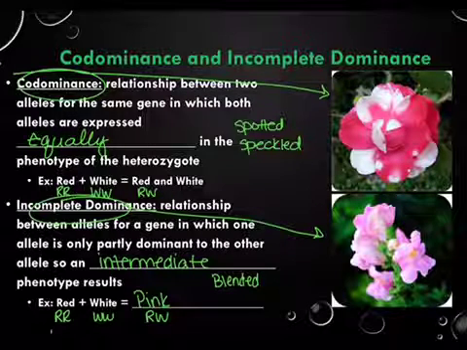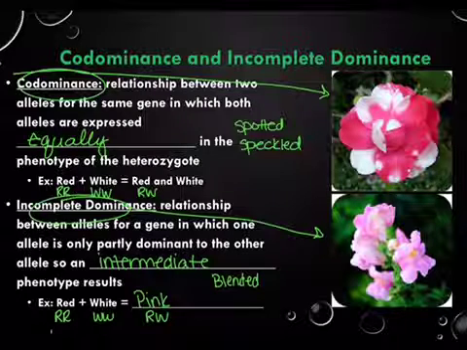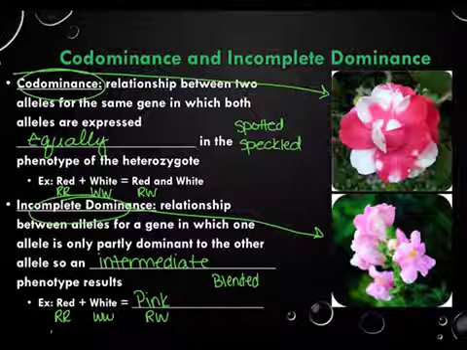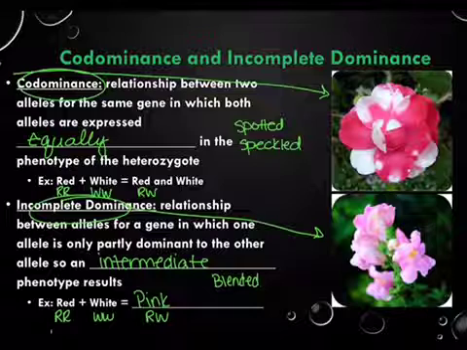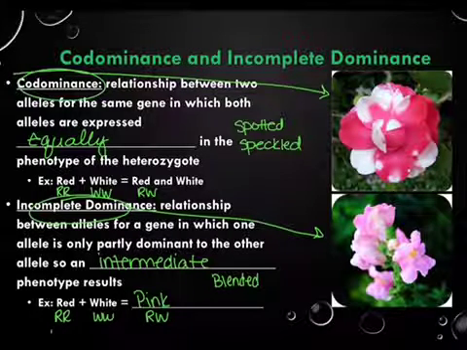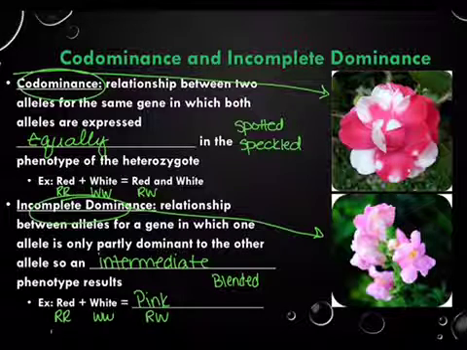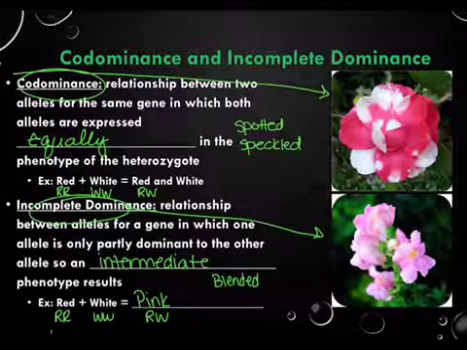And so I always think of mixing paint with incomplete dominance. If you mix red paint with white paint, you're going to get a pink paint. If you mix yellow and blue to get green, or yellow and green to get blue, or whatever that is, those are types of incomplete dominance.